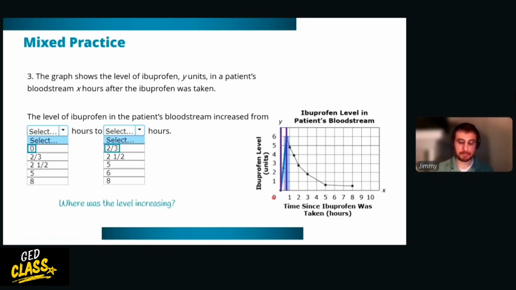All right. Now we've got some statistics up next for this session. So some commonly tested statistics in GED Math.